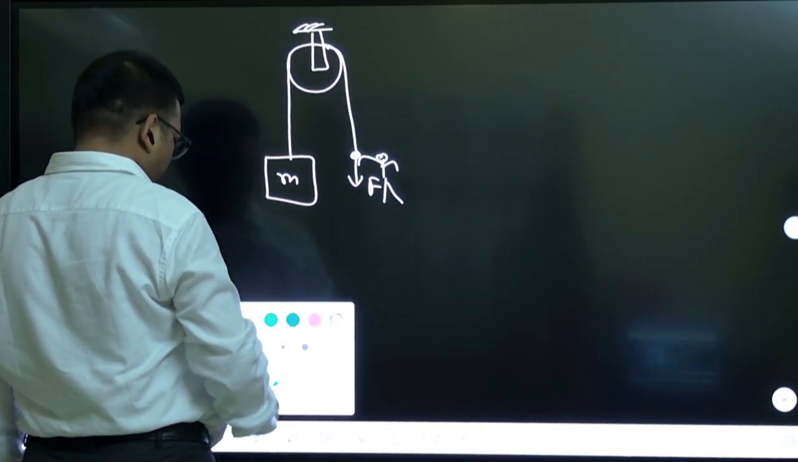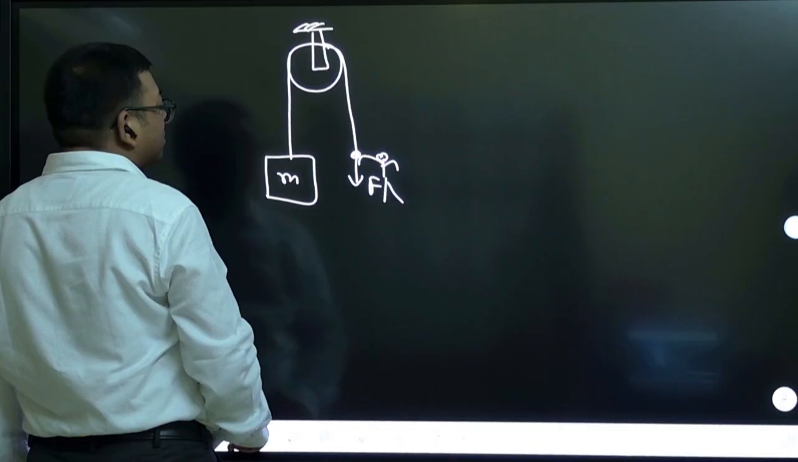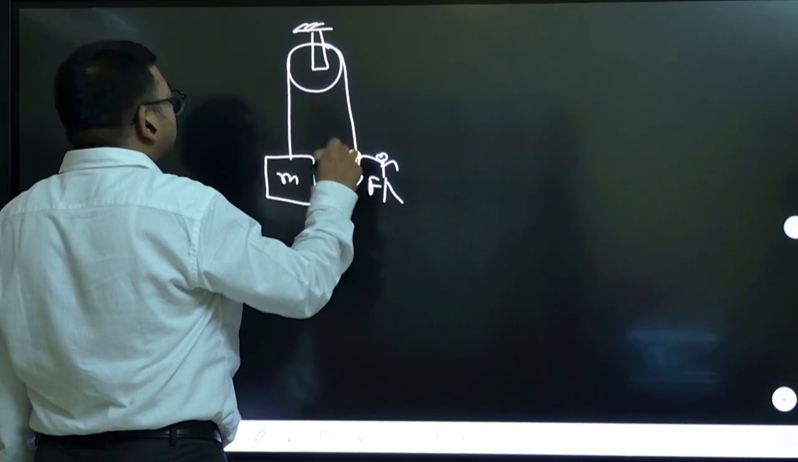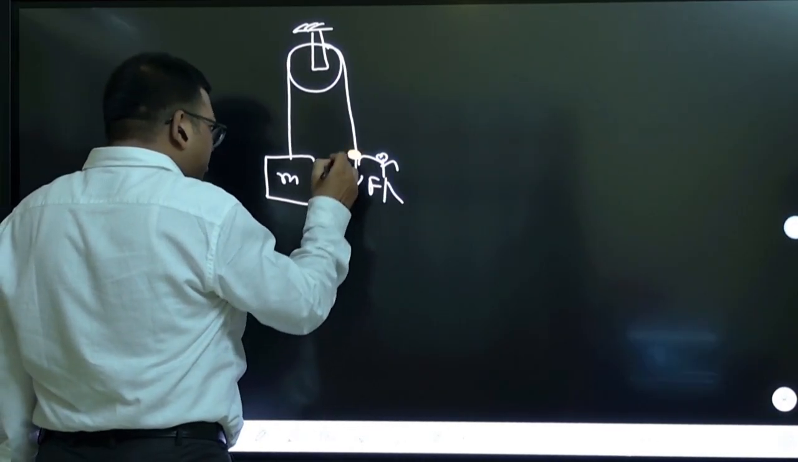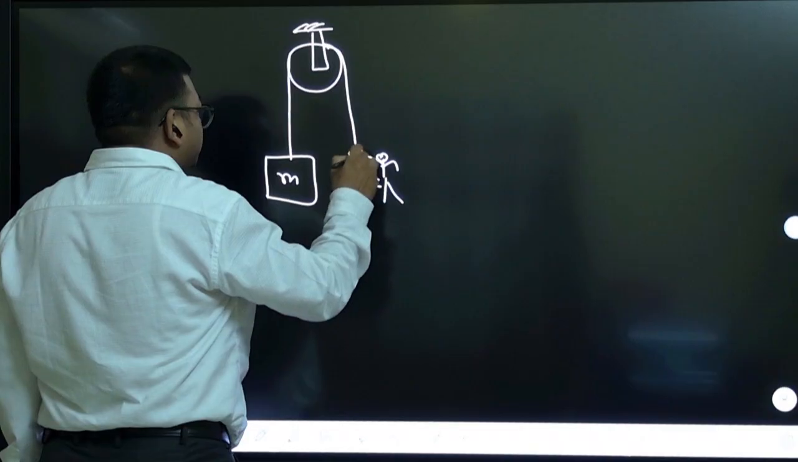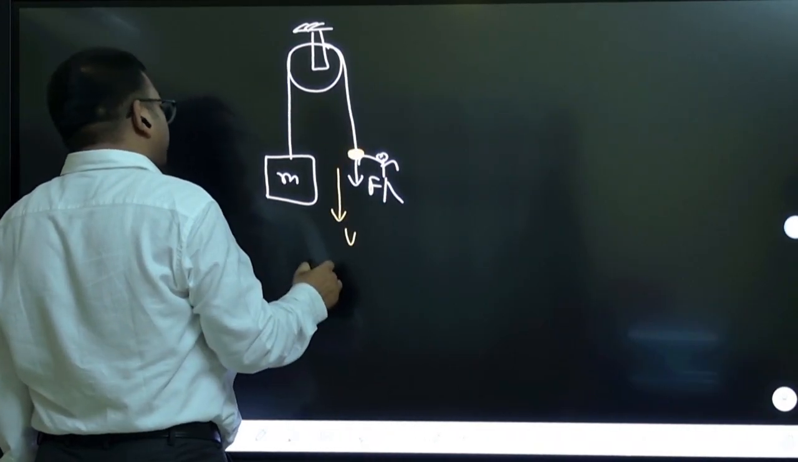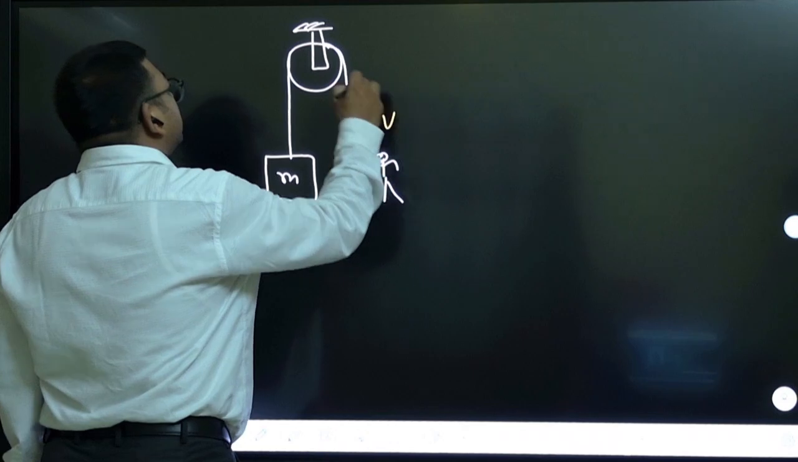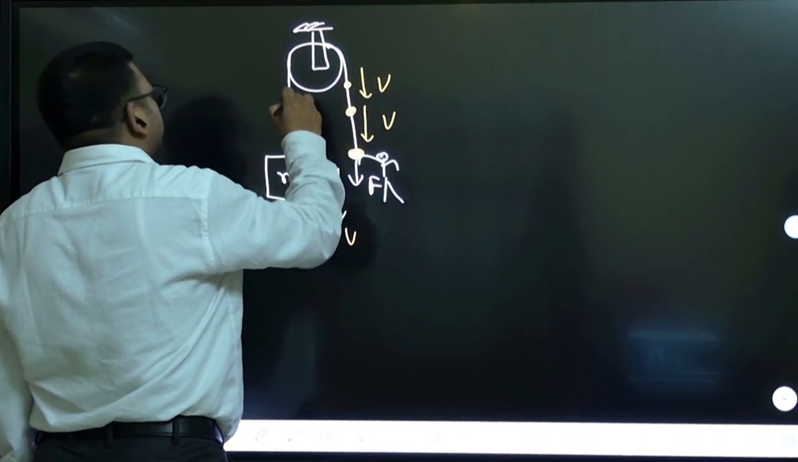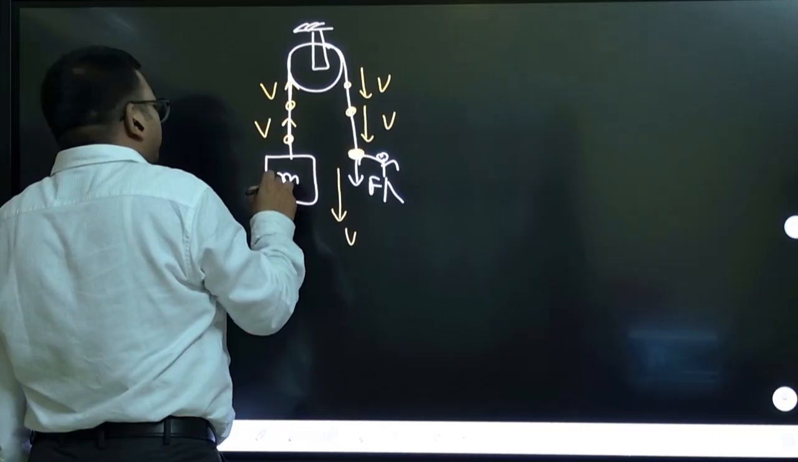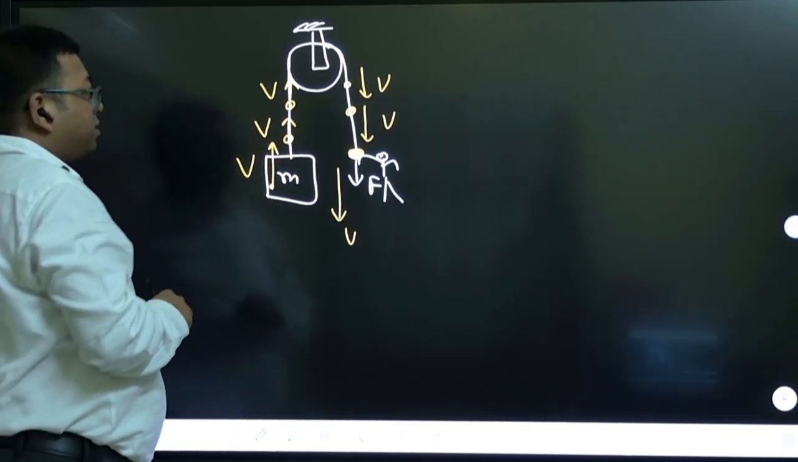No. Velocity is different. Tension is force. He's pulling with velocity means he's moving it with this velocity. That means the point which is held is moving with that velocity, so every point on the rope is moving with the same velocity. Why? Because the rope length cannot change. So every point on the rope will move with the same velocity, right?